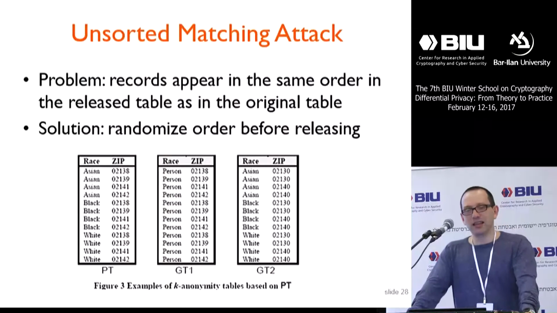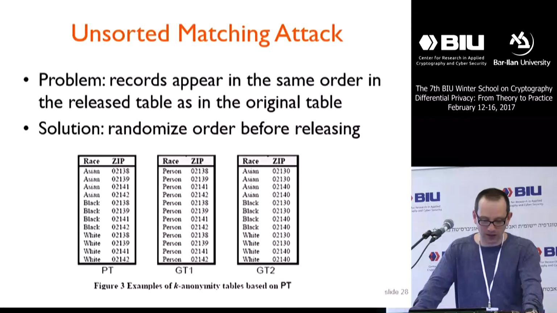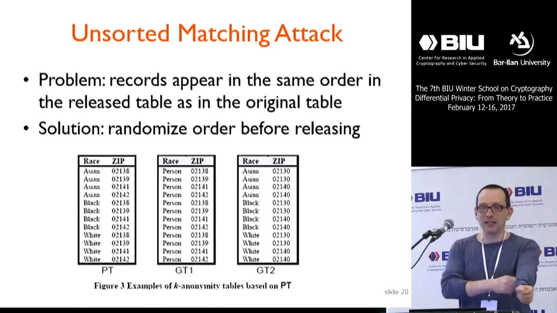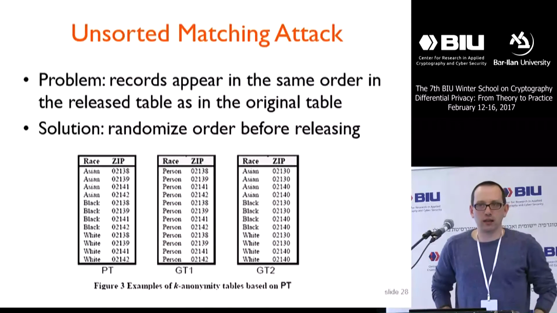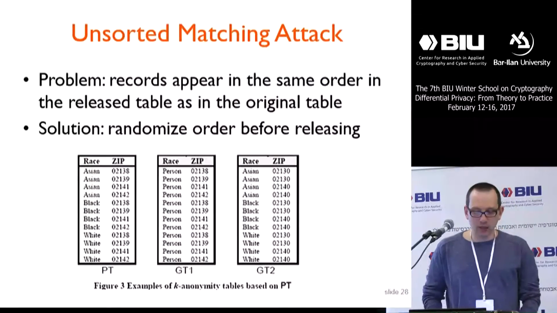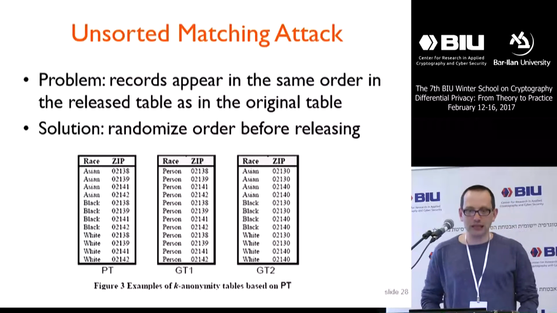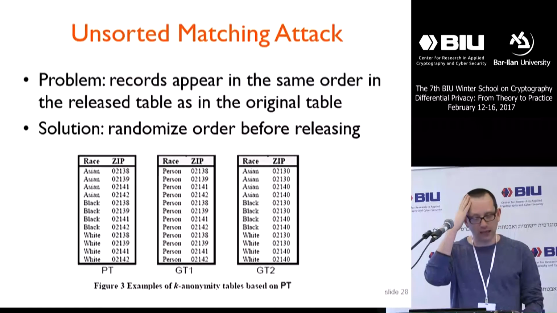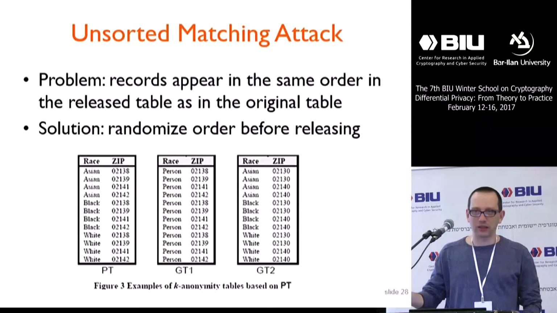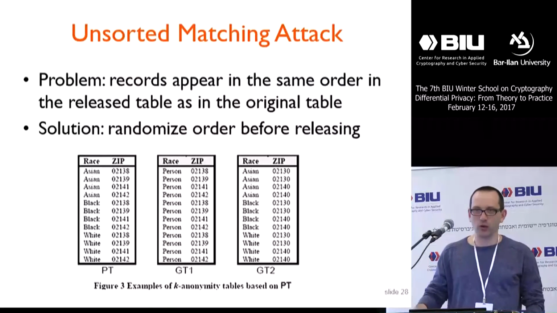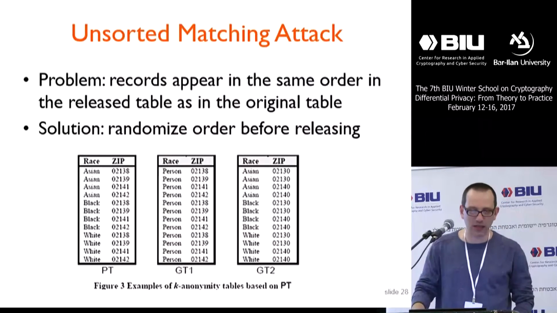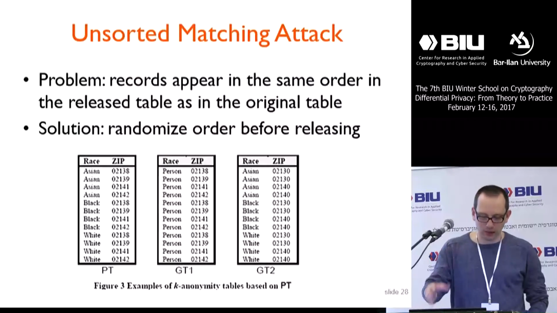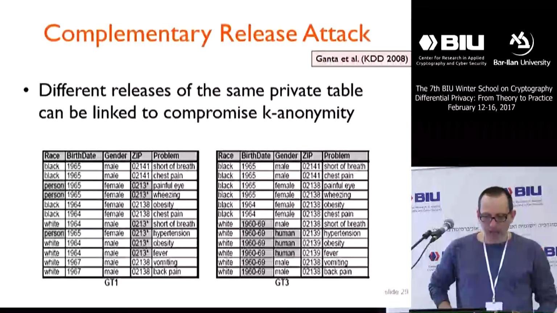So one, that one is more like a kind of funny one. Some early implementations of K-anonymity would apply K-anonymity, but then would release records in the same order as in the original table. This is the so-called unsorted matching attack. That's just a weird attack. It's easily solved by randomizing the order of the records, but it just tells you how little people were thinking about it.